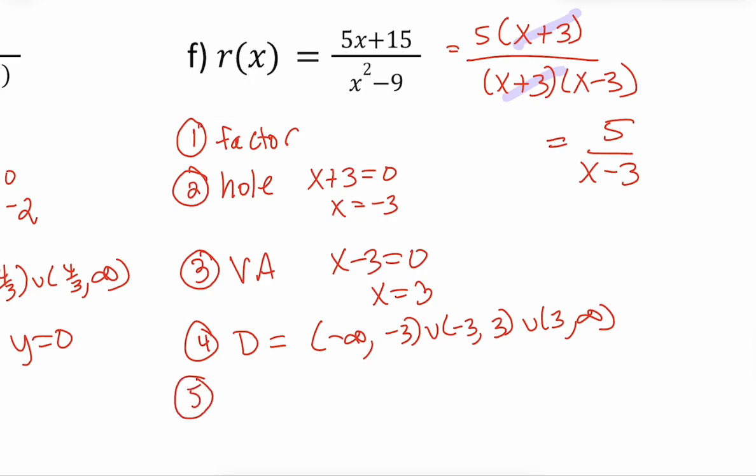Last piece, horizontal asymptotes. The lead term on top is 5x. The lead term on the bottom is x squared. When our denominator has the higher degree, you always go to 0. So turn this in.